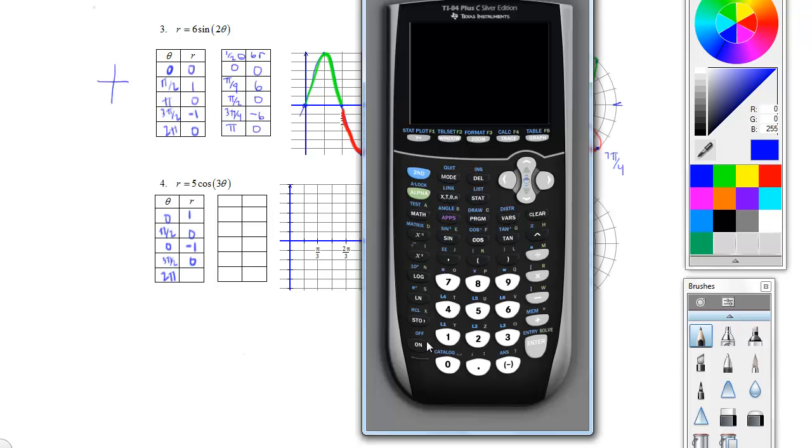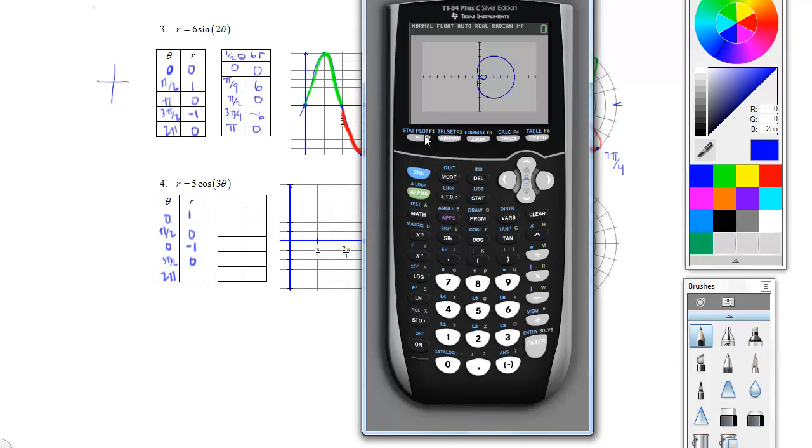If we change the graphing calculator to the function 6 sine 2 theta. Now, window-wise, we need to make sure we can see out to at least 6. So our y scale needs to be a little higher. And I'm going to bump this up to maybe 9 so that it stays proportional.